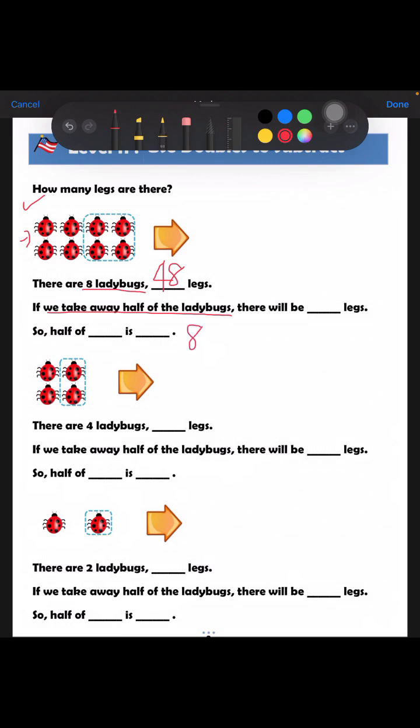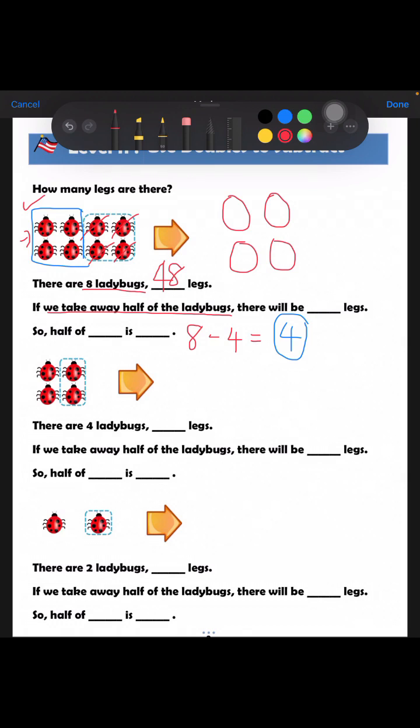At the beginning, there were 8 ladybugs. If we take away half of the ladybugs, that means how many ladybugs will be taken away? Yes, 4. And then 8 minus 4 equals how many? Yes, 4. There are still 4 ladybugs. If there are only 4 ladybugs, that means the number of legs will also be reduced by half.